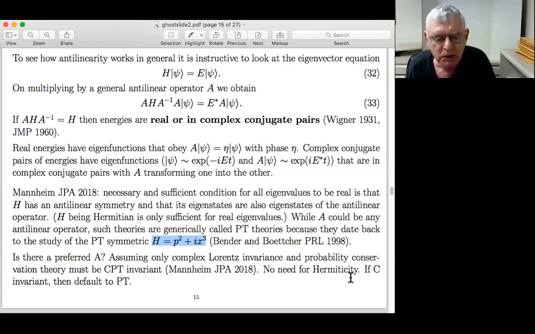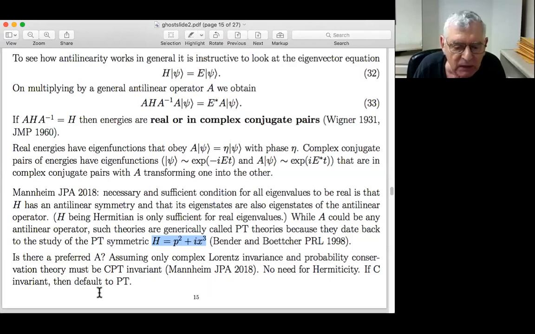Hermiticity had always been assumed in deriving the CPT theorem. And if C is invariant, which it is if we're dealing with the metric theory where g mu nu is just the metric, which has C even, then we default to CPT.